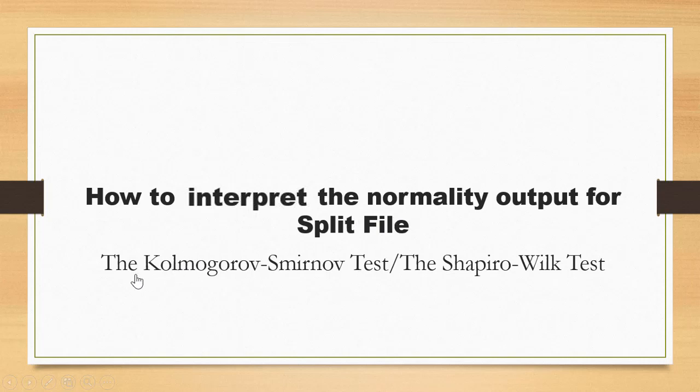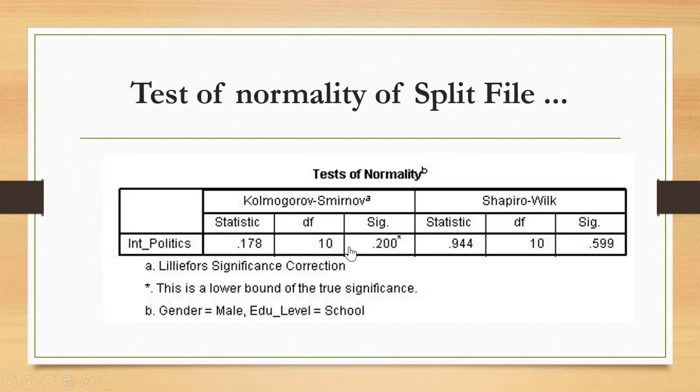So how do we interpret the normality output for split file? We again have two tests: the Kolmogorov-Smirnov test and the Shapiro-Wilk test, depending on the sample size. We are going to have this table for interest in politics, with the statistic, df, and significance for each test.